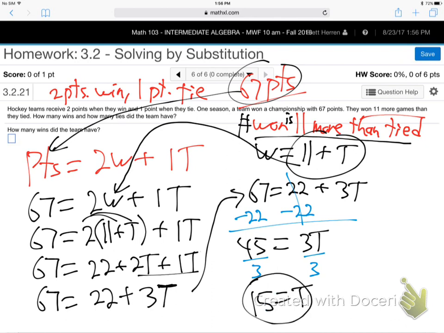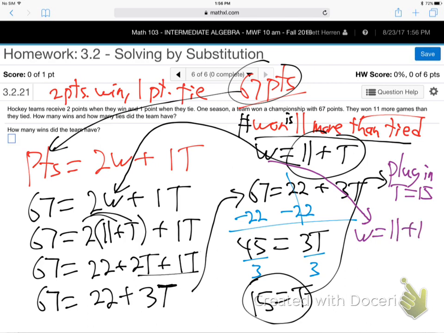And then how do we get wins? Just plug in. Putting that up here, kind of running out of room. Plug in T is 15 to what? To right here, I'm trying to find wins. Plug it into the wins equation. So wins will be 11 plus 15. Wins will be, what's that, 26? So there we go, 26 wins, 15 ties. That's what the hockey team must have done.